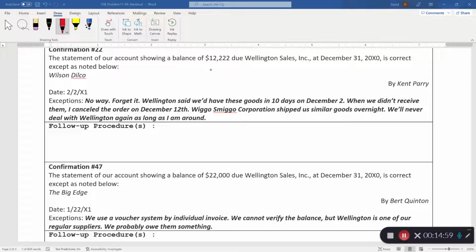So another confirmation. There's a balance of 12,222. Here's their response. The client's customer says, "No way, forget it. They said we'd have it in 10 days. Didn't receive it. Canceled the order. Then we got some goods from another company. We'll never use them again."